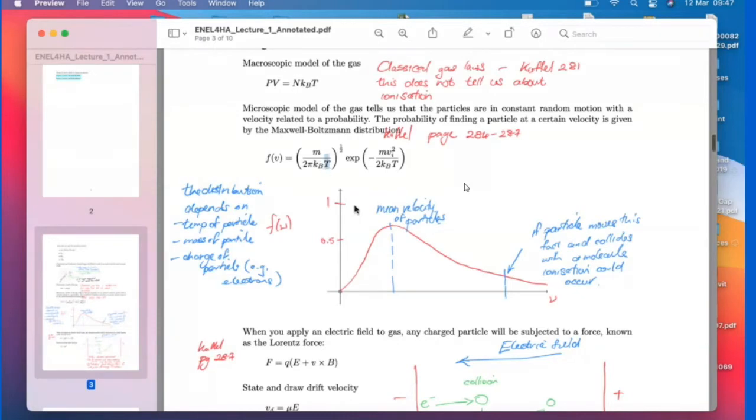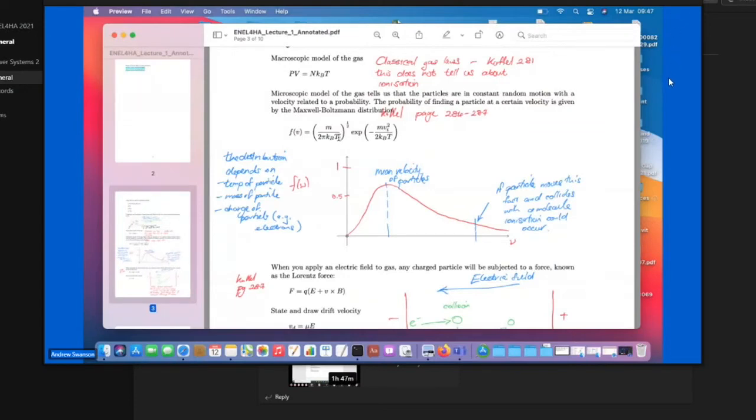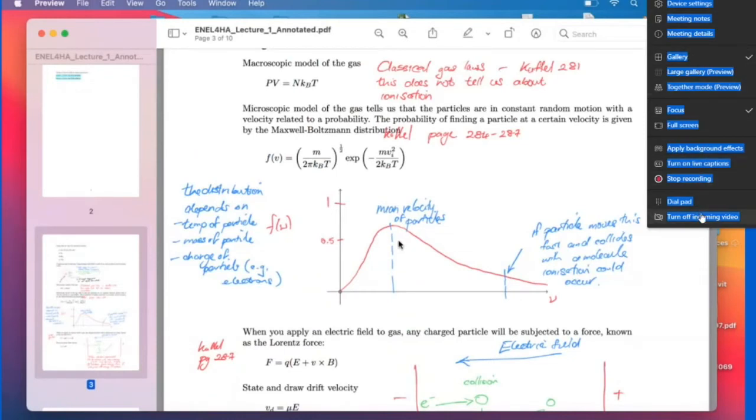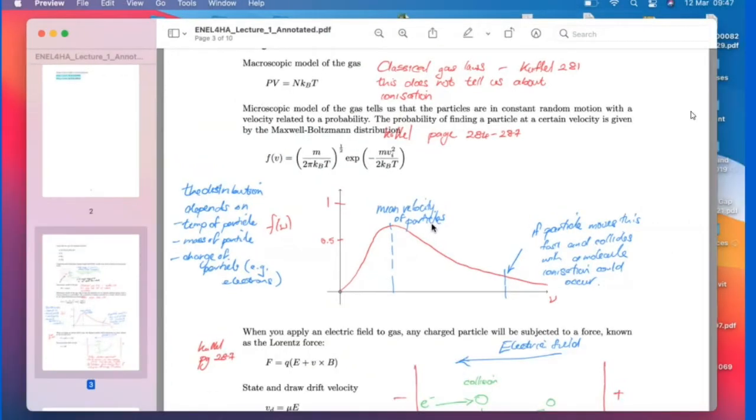Your temperature is important. So if the temperature is higher, this curve would also change. If you think about it, the hotter the things are, the more energy there is in the system. So this curve would likely shift, this peak of this curve would likely shift to a higher value, meaning that the mean velocity of particles would be higher.